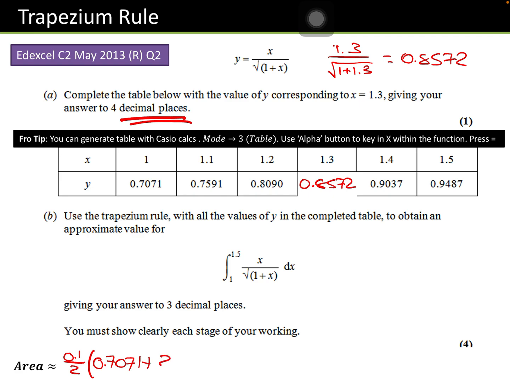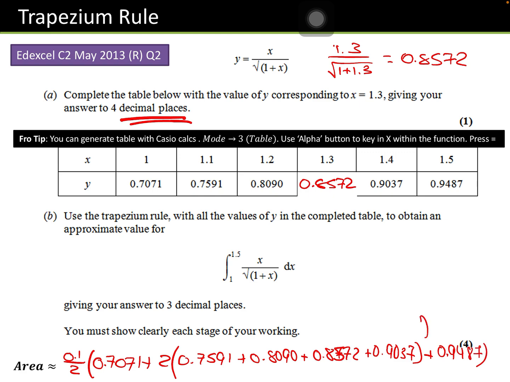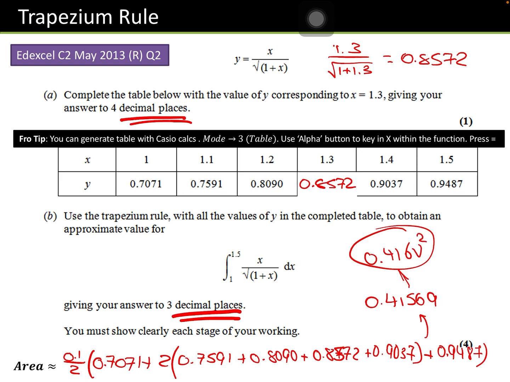So we'll go 0.1 over 2 because that's h, lots of 0.7071 plus 2 lots of the middle ones. So 0.7591 plus 0.8090 plus 0.8572 plus 0.9037, and then the last one 0.9487, and again through your calculator that gives you 0.41569, which to 3 decimal places is 0.416 units squared. Okay, nothing difficult about this whatsoever, guys.